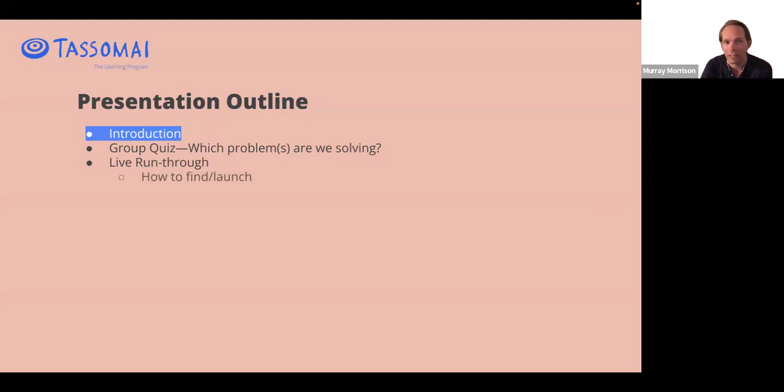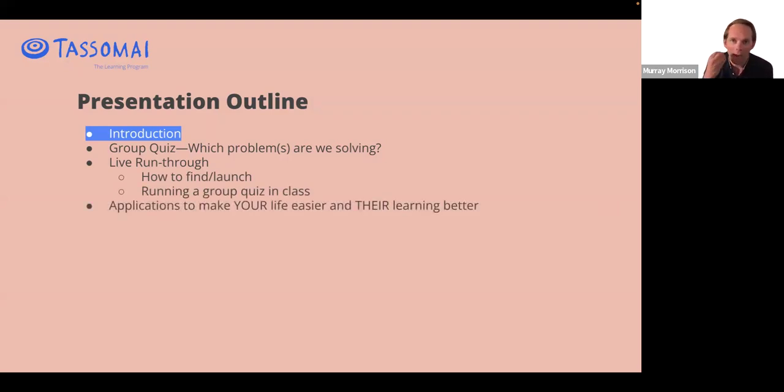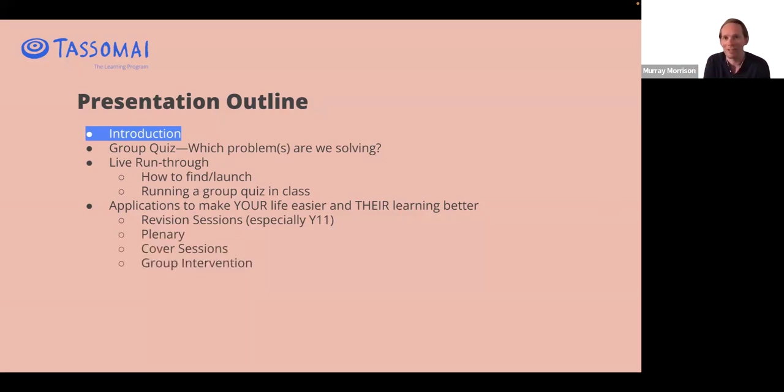And we'll get to that pretty quickly: how to find it on the app, how to launch one and run one in class, along with a few ideas around how this feature, which I honestly think is about the most exciting thing we've developed in years, could absolutely transform your provision of retrieval practice in class and really bring the homework into the classroom in exciting ways. So revision sessions, plenary cover sessions. If you're away invigilating, or your colleagues are doing exam times, to be able to do easy lesson cover, group intervention, and so on.